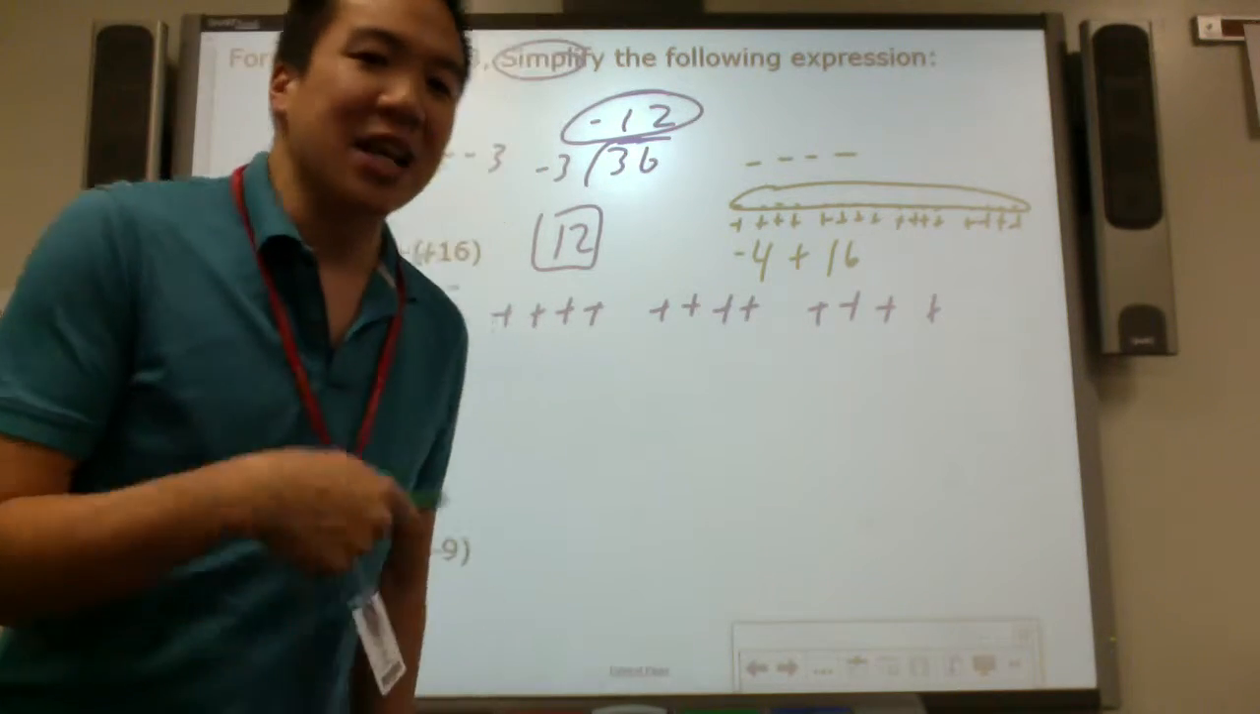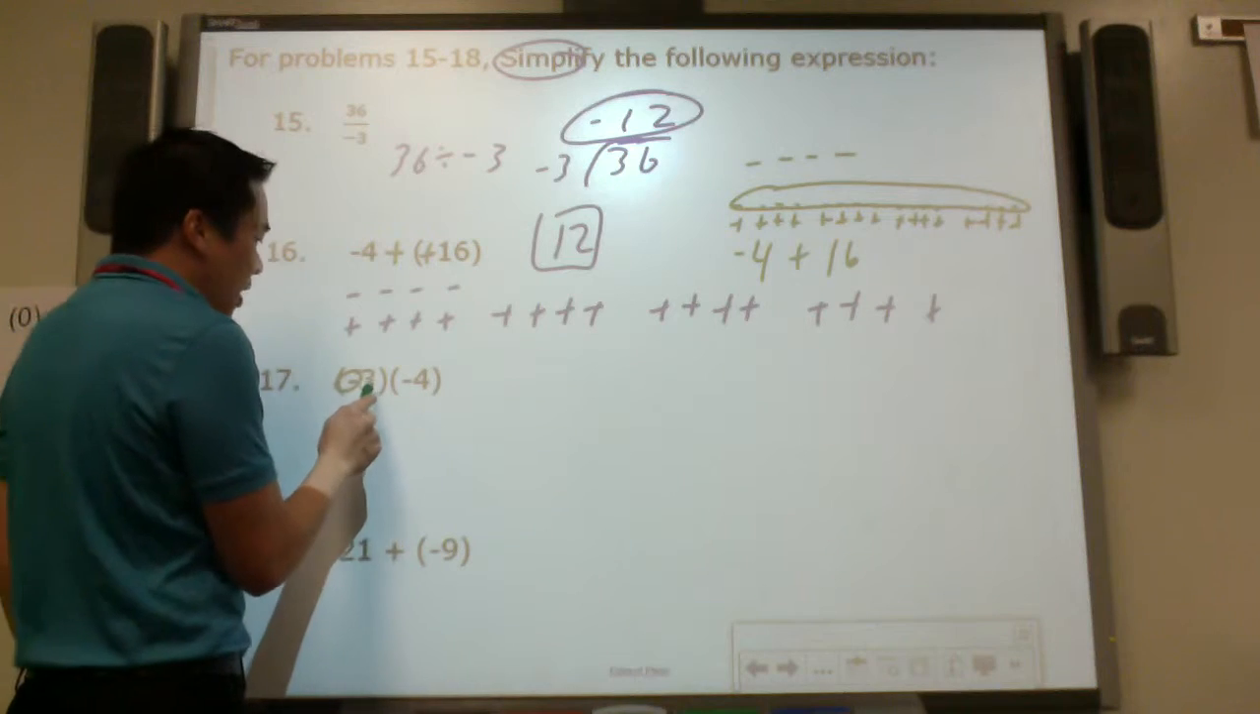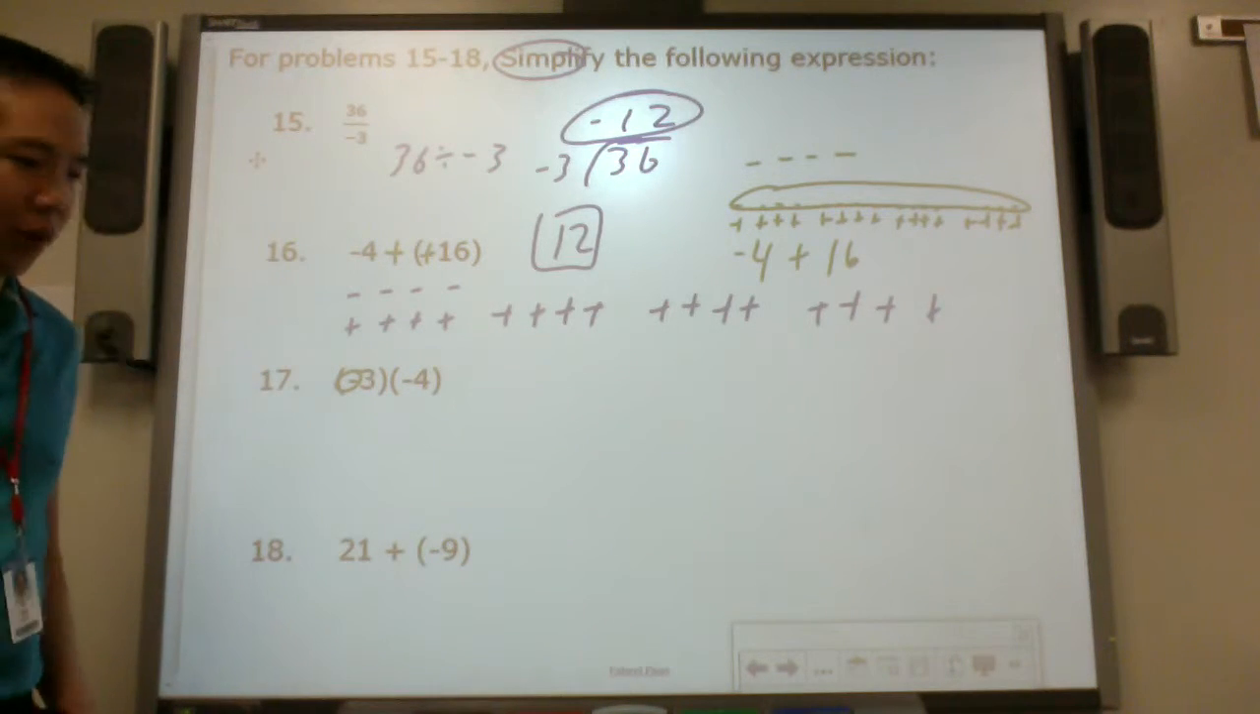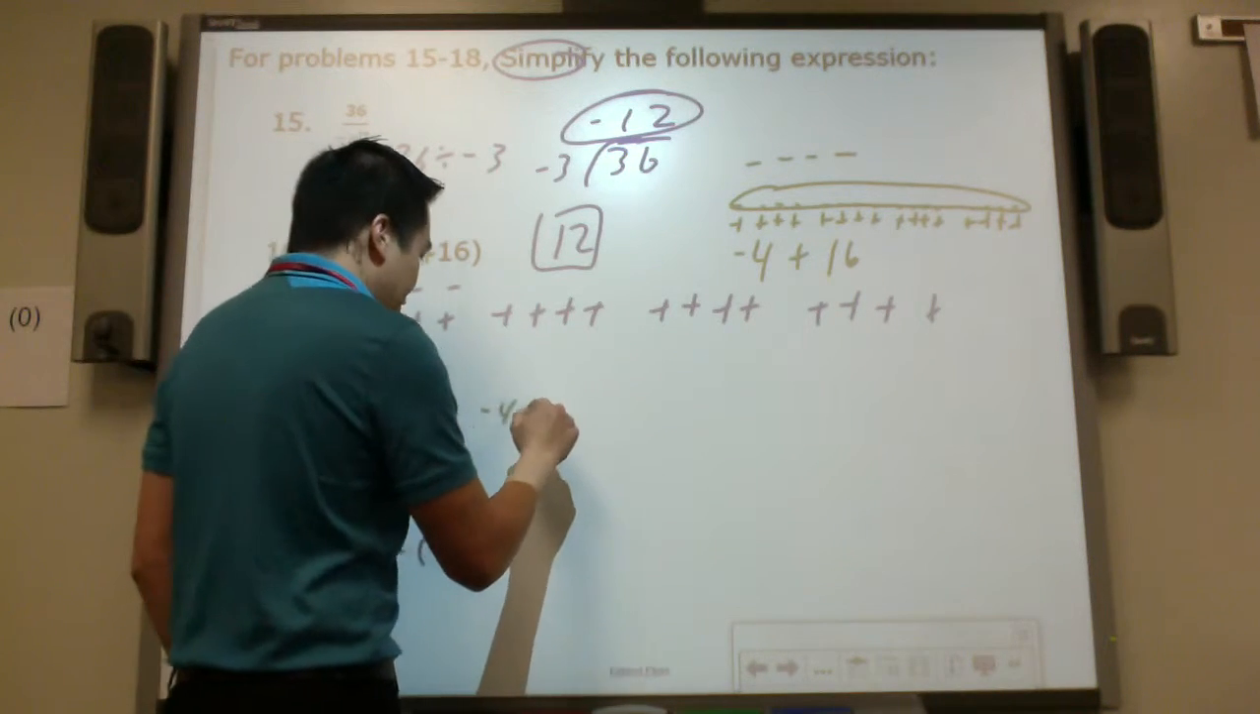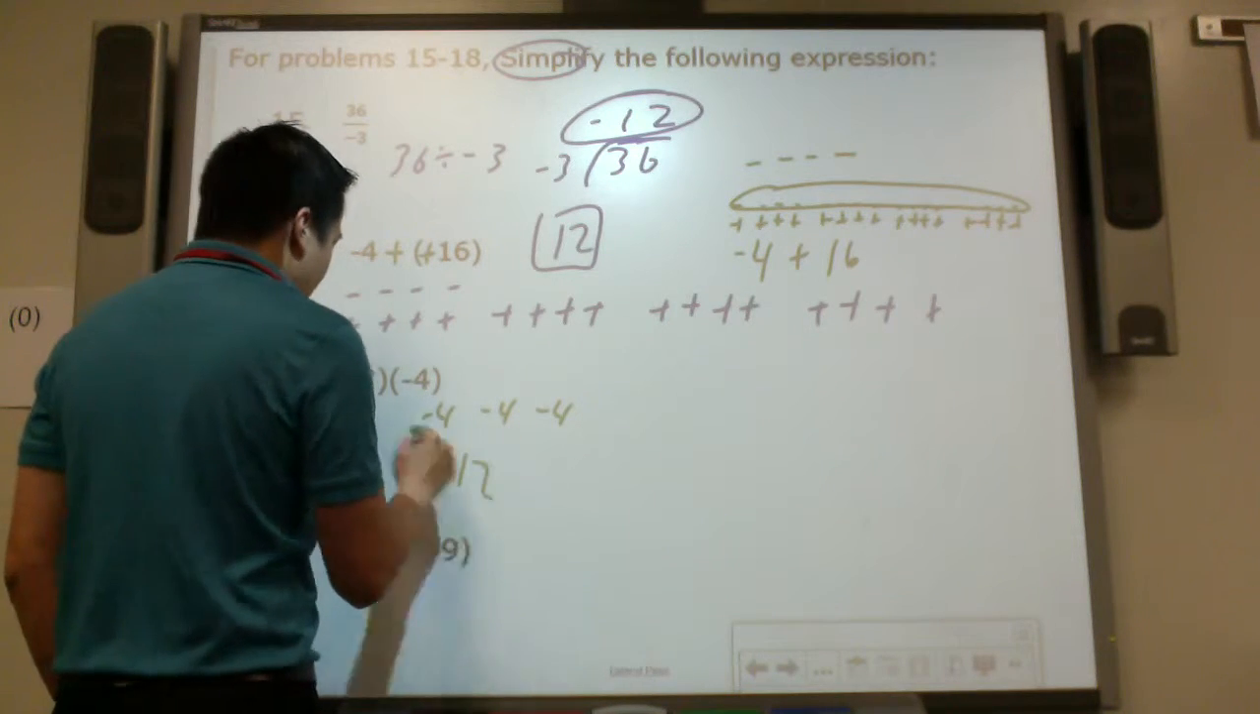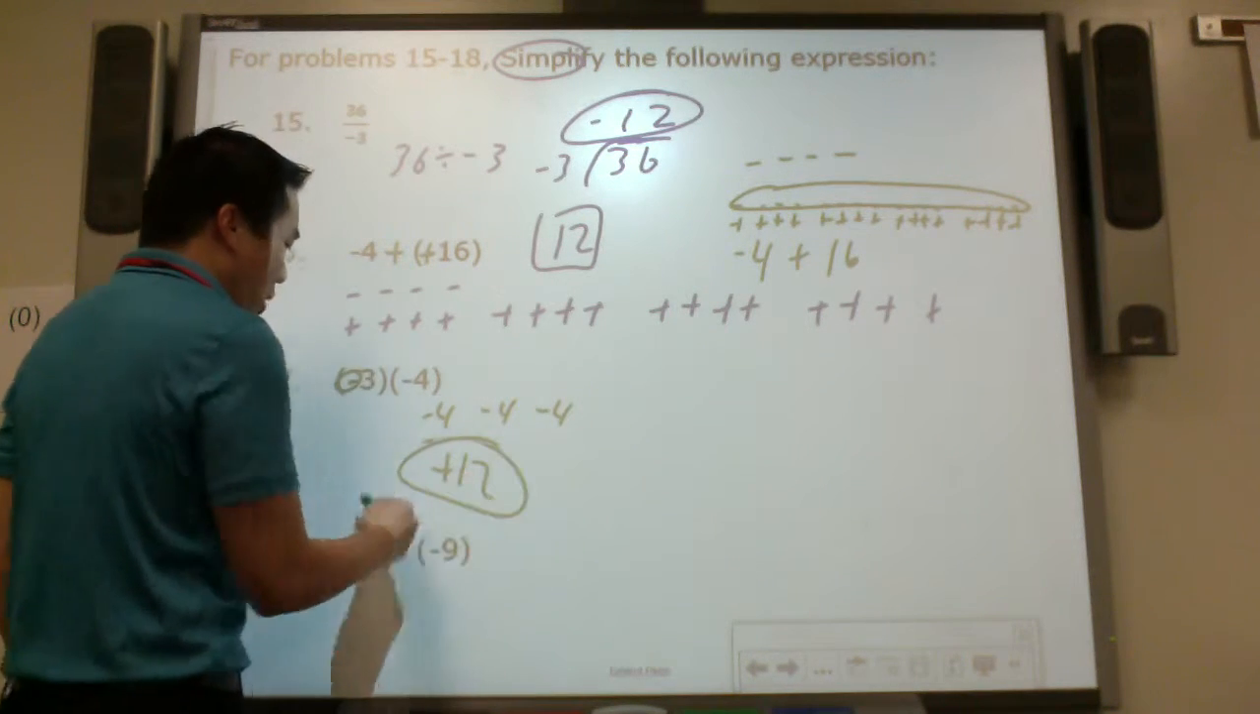Next one. What's the negative? What is negative? It means opposite of. What's the opposite of 3 groups of negative 4? So you have 3 groups of negative 4. That would be negative 12. But the opposite of it is positive 12.